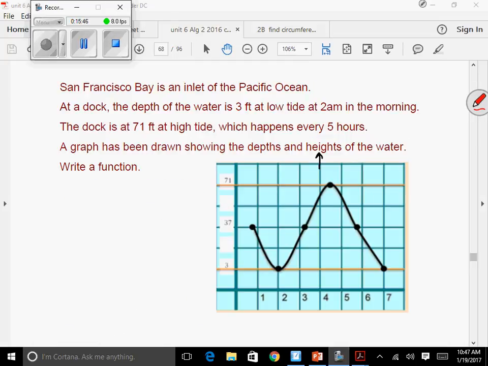So here it comes. Step 1. Some people did this well. They put in their midline. They cut the top and the bottom in half. But again, if you didn't do that, that's step 1.